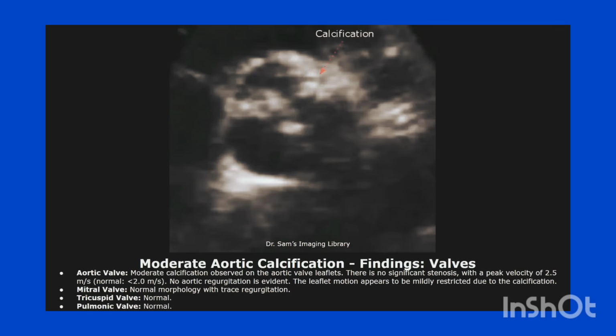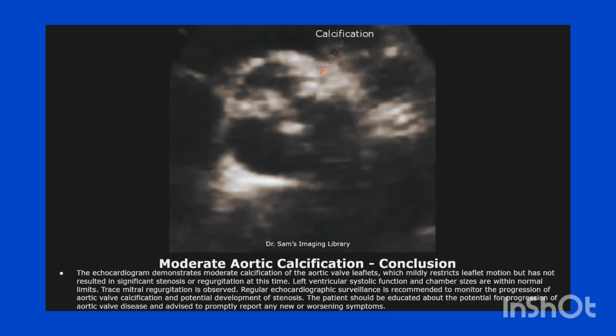The leaflet motion appears to be mildly restricted due to the calcification. The mitral valve has trace regurgitation. The tricuspid and pulmonic valves are normal. This is the conclusion. The echocardiogram demonstrates moderate calcification of the aortic valve leaflets, which mildly restricts leaflet motion but has not resulted in significant stenosis or regurgitation at this time.